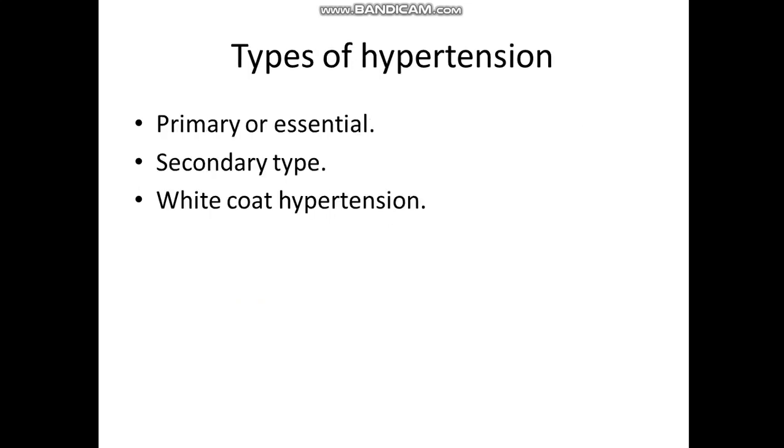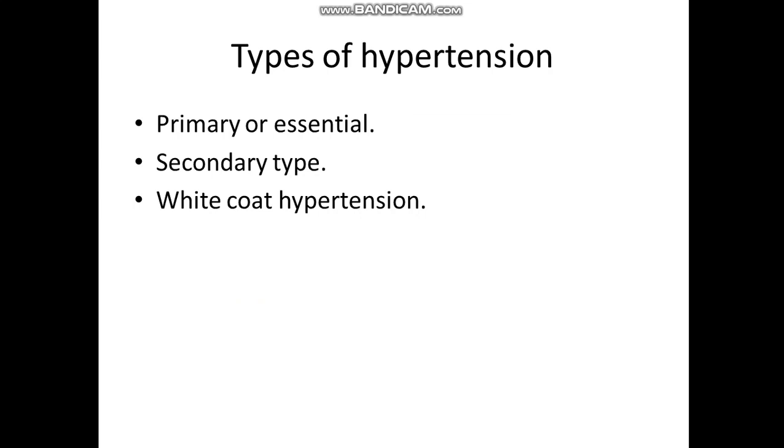There are two types of hypertension. Primary or essential, which is of unknown cause and represents the majority of hypertension cases. That means the majority of the cases of hypertension are essential, which is of unknown cause. It represents about 95% of the cases of hypertension.